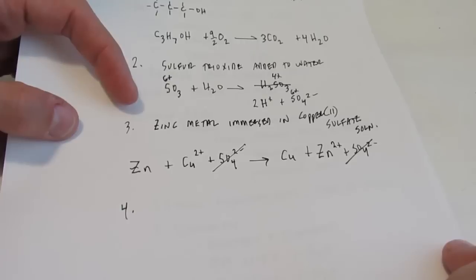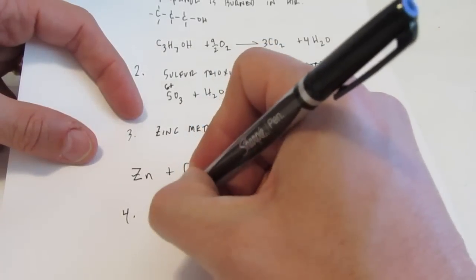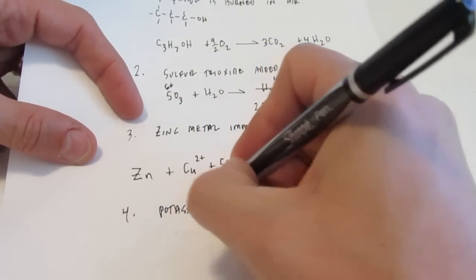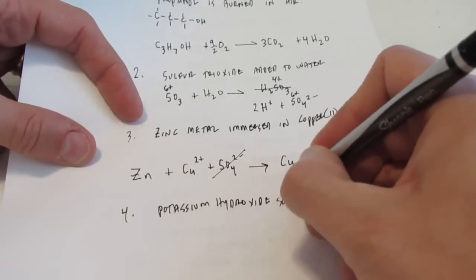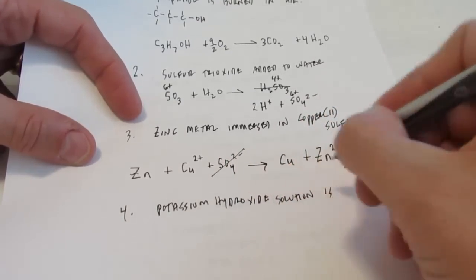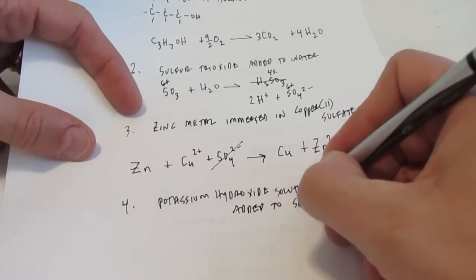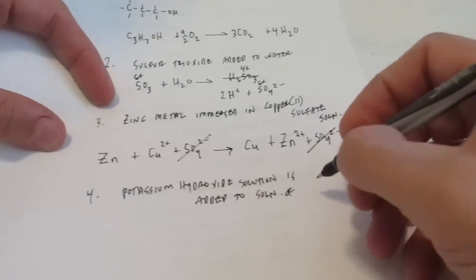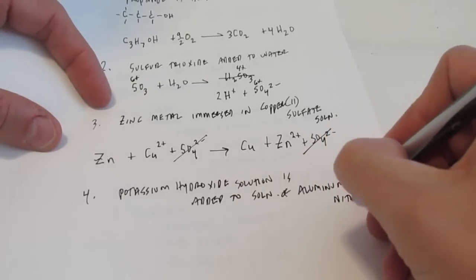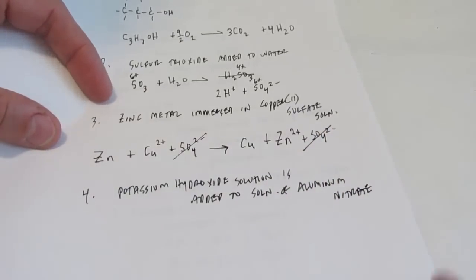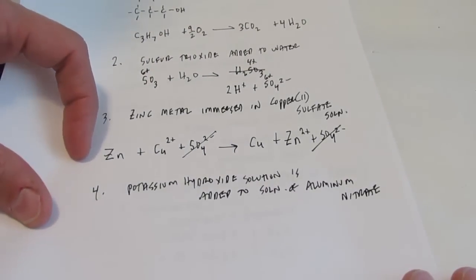Let's do excess potassium hydroxide. So potassium hydroxide solution is added to a solution of aluminum nitrate. Okay, so potassium hydroxide solution is added to a solution of aluminum nitrate.